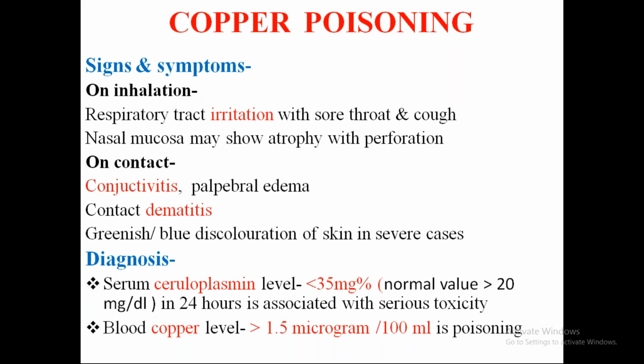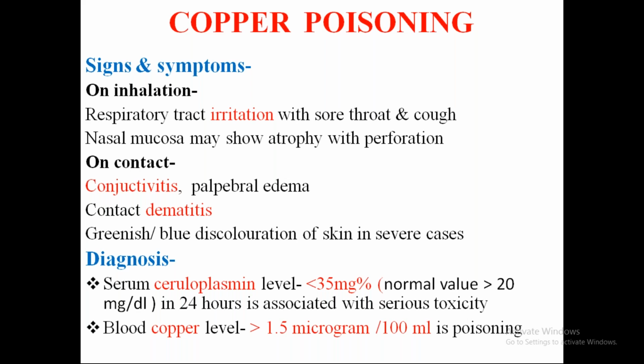Normal ceruloplasmin levels are greater than 20 micrograms per dl, and if the ceruloplasmins are more, it means beyond, it is not less than, it is beyond. It is beyond 35 mg percentage. If copper containing products are there, then we can diagnose the patient as copper poisoning. So we have to correct it. It is about 35 milligrams percentage greater than, not less than.